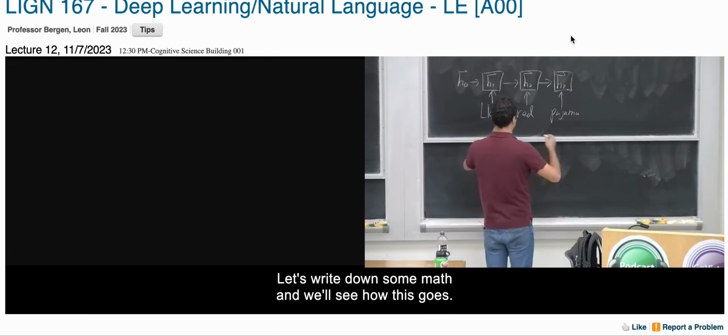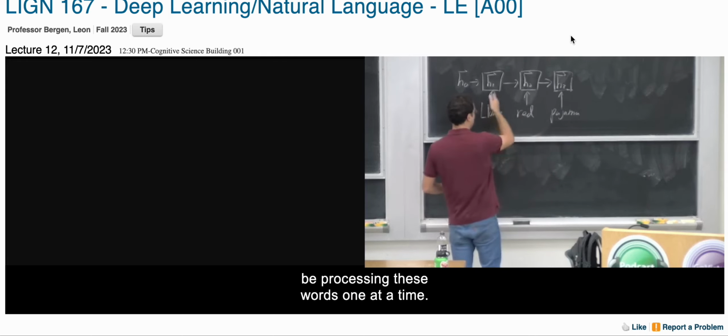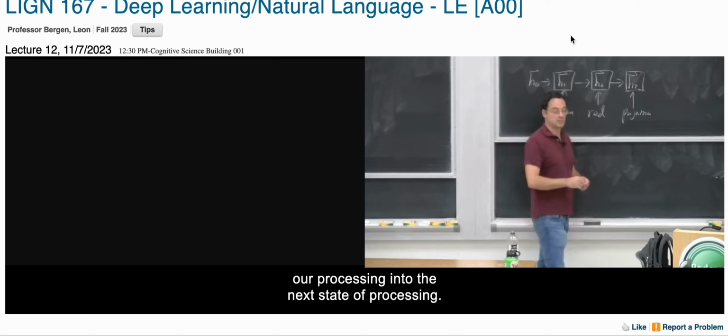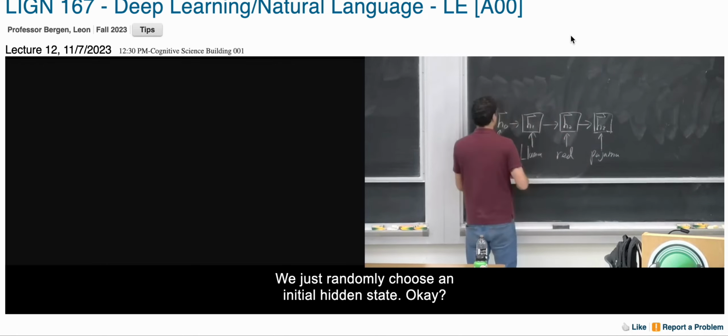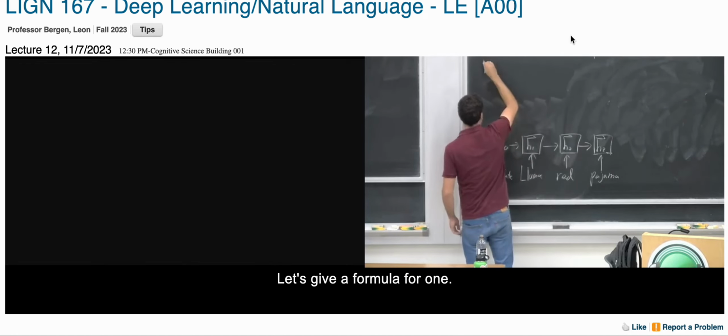So let's write down some math and we'll see how this goes. But again, the basic idea is that we're going to be processing these words one at a time and feeding the past results of our processing into the next state of processing. So we have, this is our initial hidden state. How do we choose this thing? We can just randomly initialize it. We just randomly choose an initial hidden state. Okay, what's h1 equal to? Let's give a formula for h1.